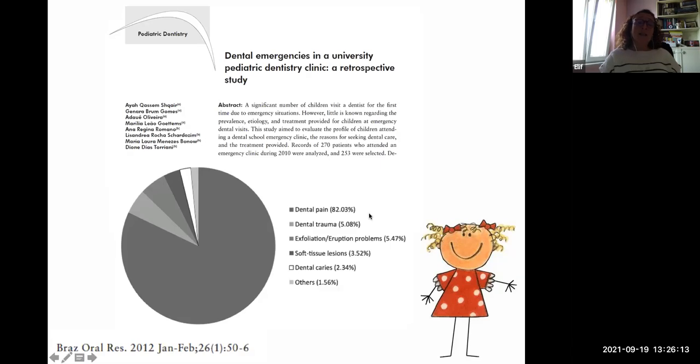In a study in the Brazilian Journal of Oral Research published in 2012, a university pediatric dentistry clinic was studied for the reasons for admission to dental emergencies. The most common reason for admission is dental pain, followed by exfoliation and eruption problems, dental trauma, soft tissue lesions, dental caries, and other reasons for admission to dental emergency clinics.